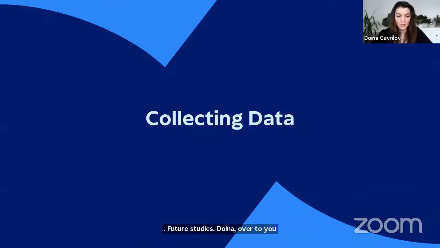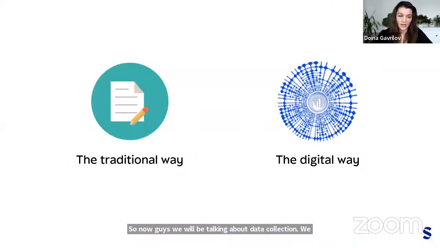So now, guys, we will be talking about data collection. We differentiate between two types of data collection, and we have the traditional way and the digital way. So in some domains, it may be easier and more natural to collect data by traditional ways, meaning field research that involves direct observation, experiments, and measurements.